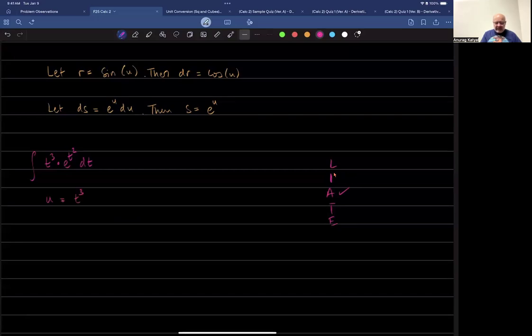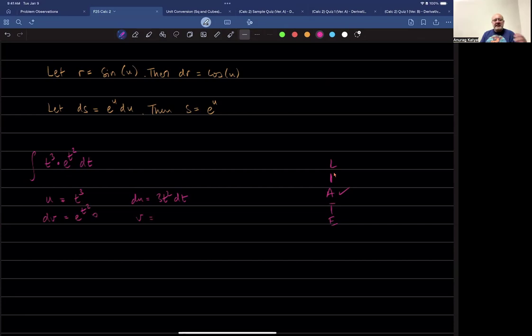So if u is equal to t cubed, then du will be 3t squared dt. That's okay, I can find the derivative. But then dv is going to be e to the t squared, and here I need to find the antiderivative, or the integral, in order to find v. But I run into the same problem I ran into with the tabular method, because I cannot integrate this guy.